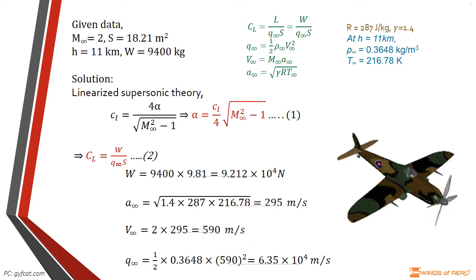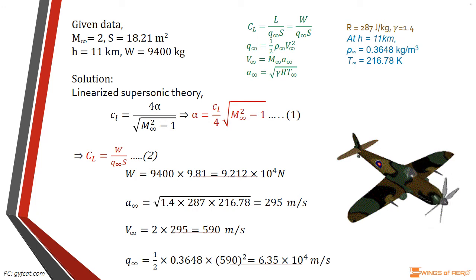We first calculate the lift coefficient associated with the given flight conditions, recognizing that for level flight, the lift of the airplane must equal its weight. Then we can write c suffix L equal to W divided by Q infinity into S, where Q infinity is the dynamic pressure. We know Q infinity is equal to 1/2 rho infinity V infinity squared, where W is the weight of the aircraft and S is the planform area of the wing. Here S is given and the weight is given as 9,400 kg force.